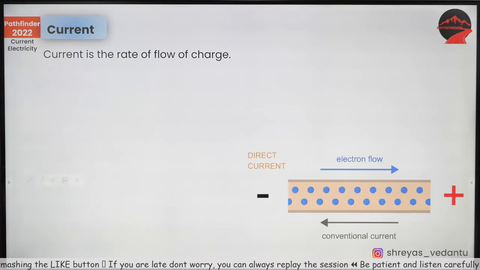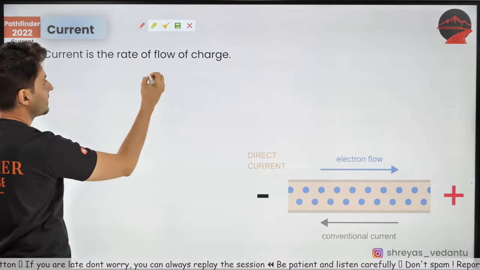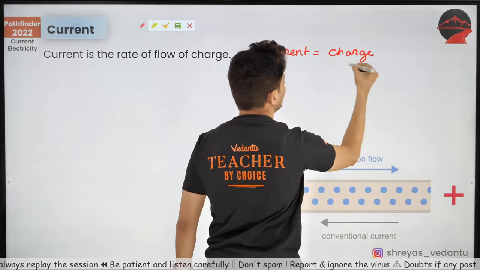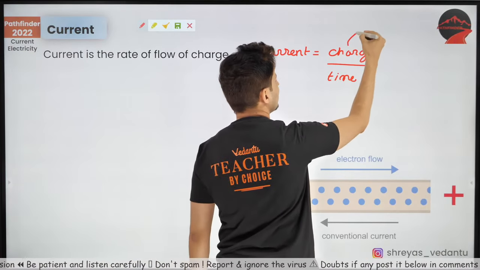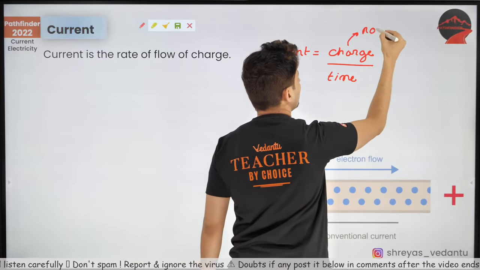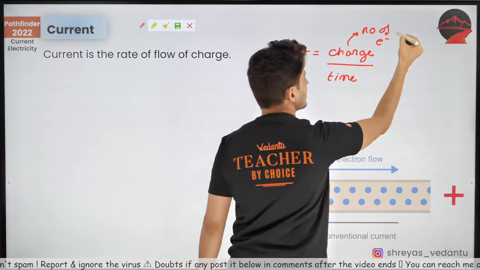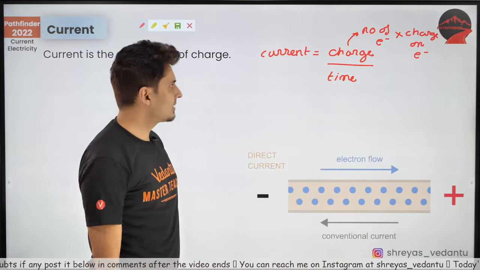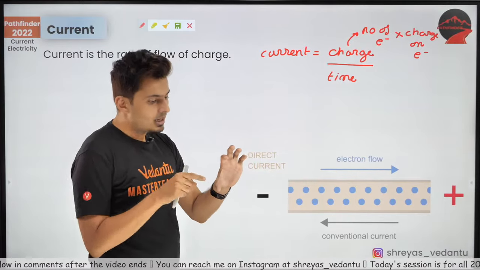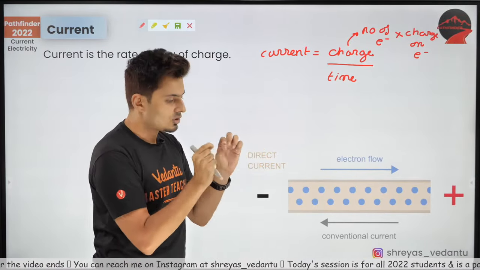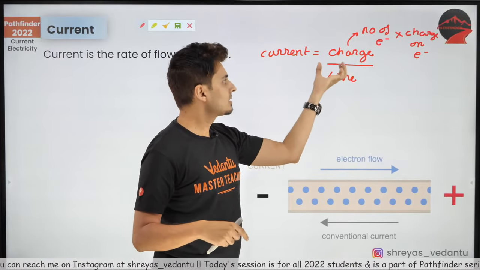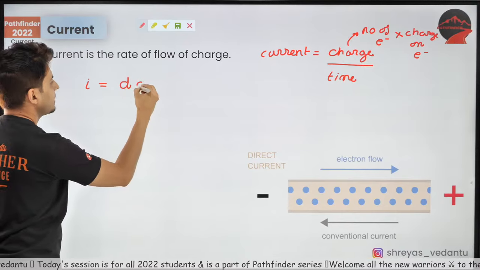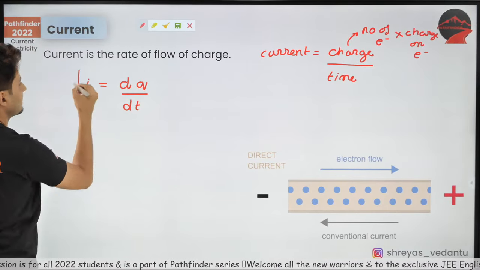Now, how do I exactly define current, guys? Like I said, it is the rate of flow of charge. That means current is nothing but the charge which flows divided by the time which is taken. That charge could be the number of electrons multiplied by the charge on an electron as well. The charge which flows will be the number of charges times the charge of each electron, divided by time, which gives you the current. So the strict definition is dq by dt, the rate of flow of charge.